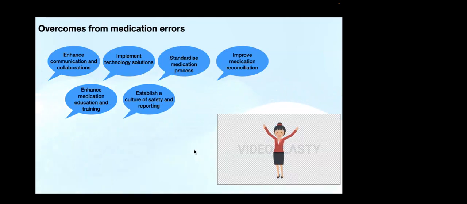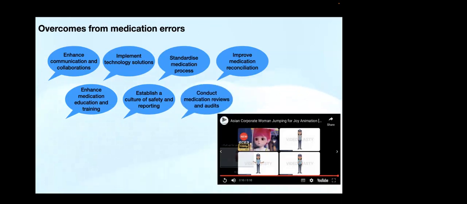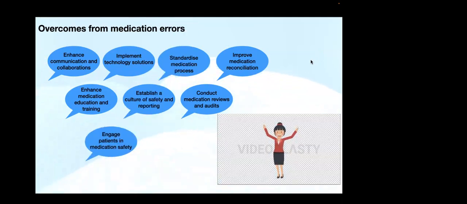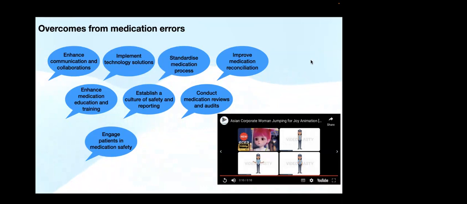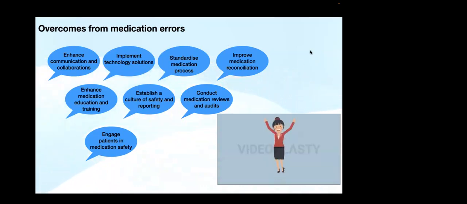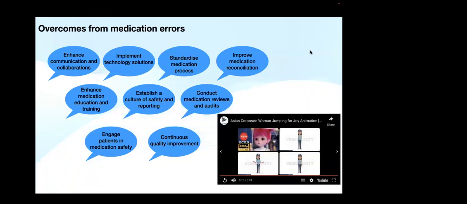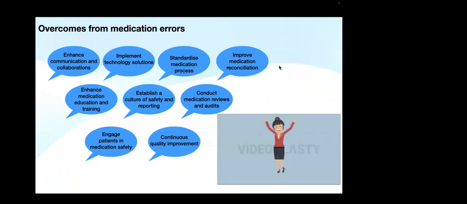Establish a culture of safety and reporting. Very, very important. Establishing a culture of safety and reporting. And next is conducting medication reviews and audits. Engage patients in medication safety. Encourage patients to be proactive in their own medication safety. Encourage them to ask questions about their medication. Keep an updated medication list and inform healthcare providers about all the medications they are taking, including over the counter, including herbal medicines, etc. And continuous quality improvement. We are focusing on implementing continuous quality improvement for overcoming medication error. So that is not the only solution to avoid medication error, but we surely can implement these strategies.